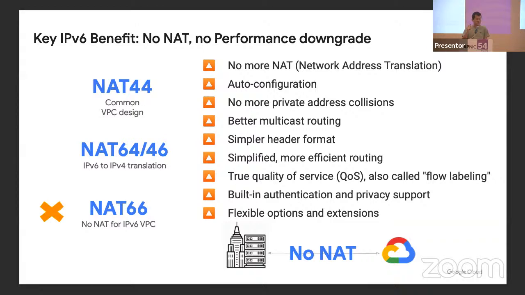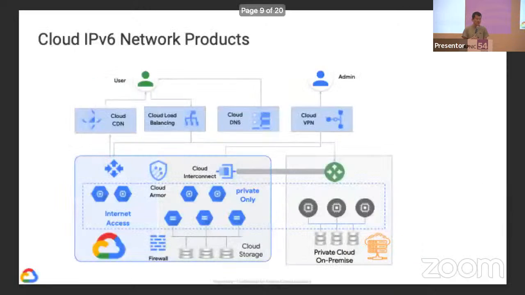But if you look at NAT 6-6, it is strictly advised against by a lot of IETF members and a lot of guidance, which say not to deploy NAT 6-6. Why? Because you have so many IPv6 addresses, why would you translate again? So how do you design the VPC without NAT 6-6? That's the key question here.